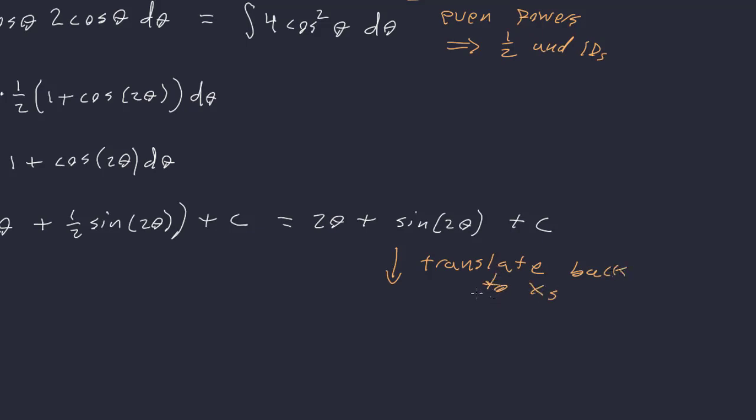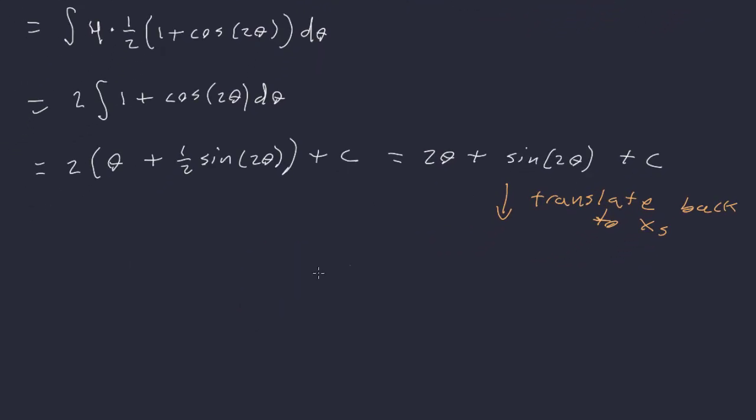Okay? So before we do that, though, I have a tip for you. What will make this a lot easier, if you ever get down to sine of 2 theta, what you're going to want to do is use an identity. So you want to use this double angle identity.